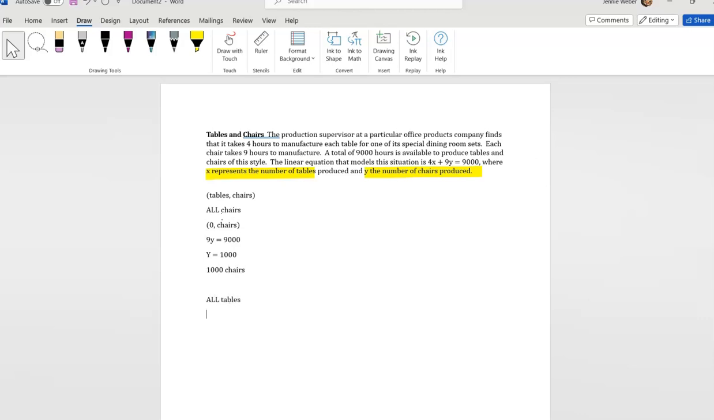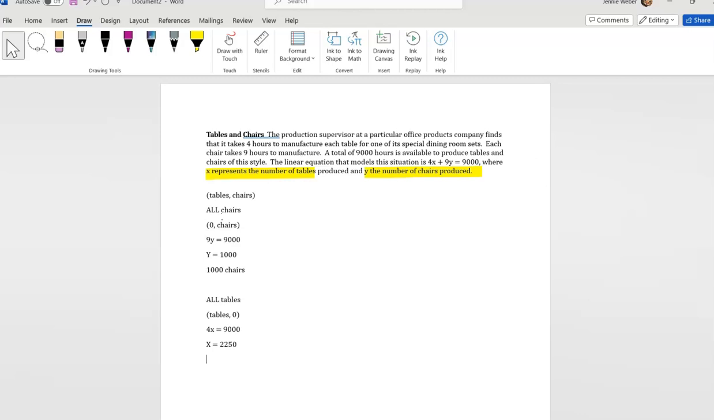Now what about all tables? Well, that's going to be chairs 0, right? So now I'm going to put in 0 for y, and I'm going to get 4x equals 9,000. And then I'm going to do 9,000 divided by 4. So I'm going to get 2,250, because, of course, tables were faster to make. Each chair takes, man, those chairs take a lot of effort, don't they? I would have thought it'd be reversed. That's why I was going back and looking. So we could produce 2,250 tables. That's what you get when an algorithm gives you outputs. You get crazy things. I'm looking at that going, that doesn't make any sense. But maybe I'm wrong.